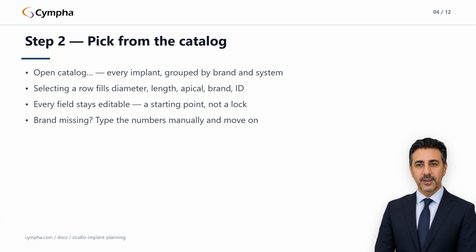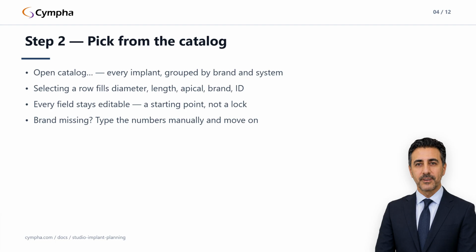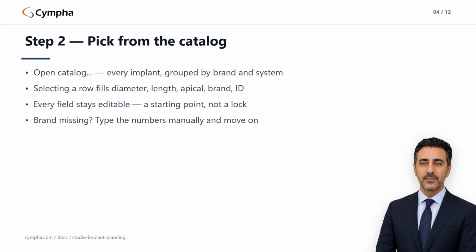And here's the design philosophy to internalize. The catalog is a starting point, not a lock. Every field remains editable after selection. So if you want the catalog geometry but a custom length, just change the number. If your brand is not in the catalog at all, skip this step entirely and type the numeric fields by hand.